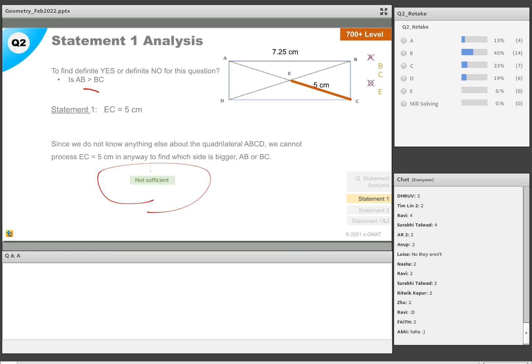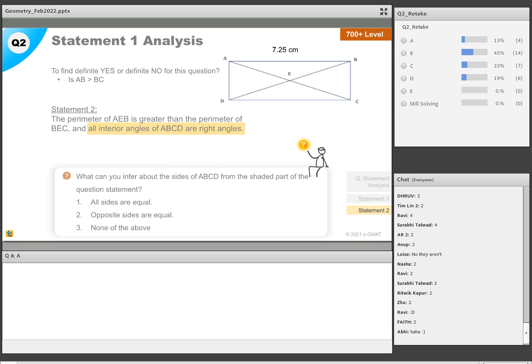On the other hand, let's talk about statement 2. When you read this, your radar should go up. All interior angles of ABCD are right angles. Or in other words, 90, 90, 90, 90. Based on this, what can you say about quadrilateral ABCD? Exactly. Now you know it is a rectangle. The minute you know it's a rectangle, things change.